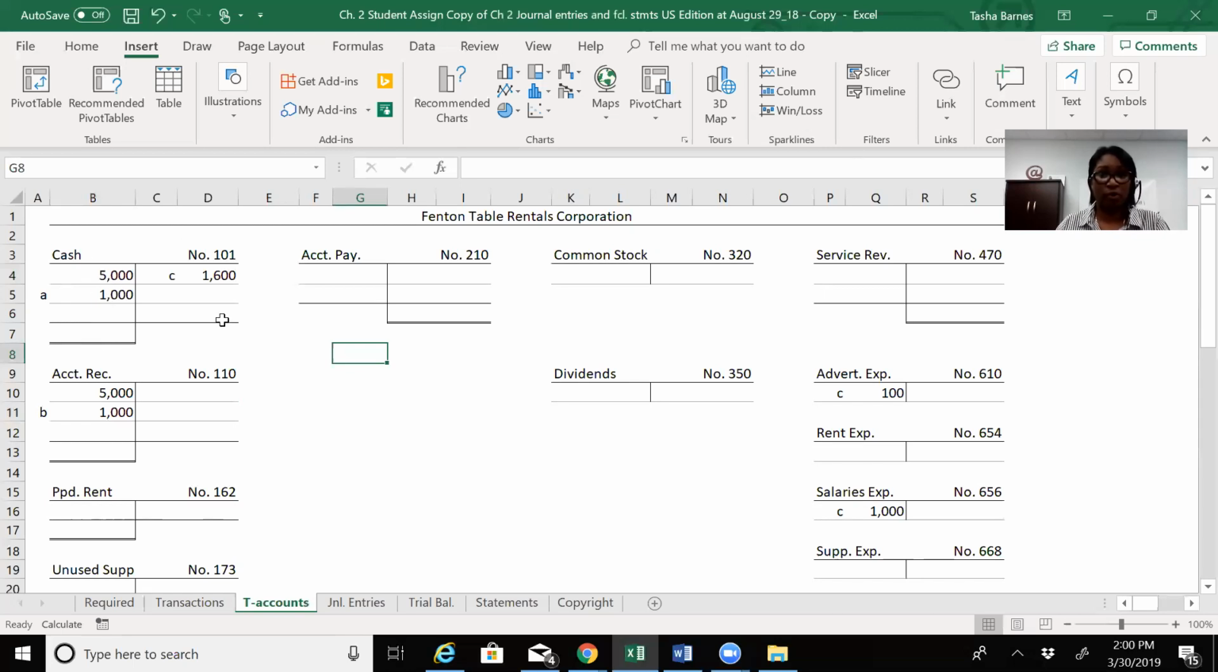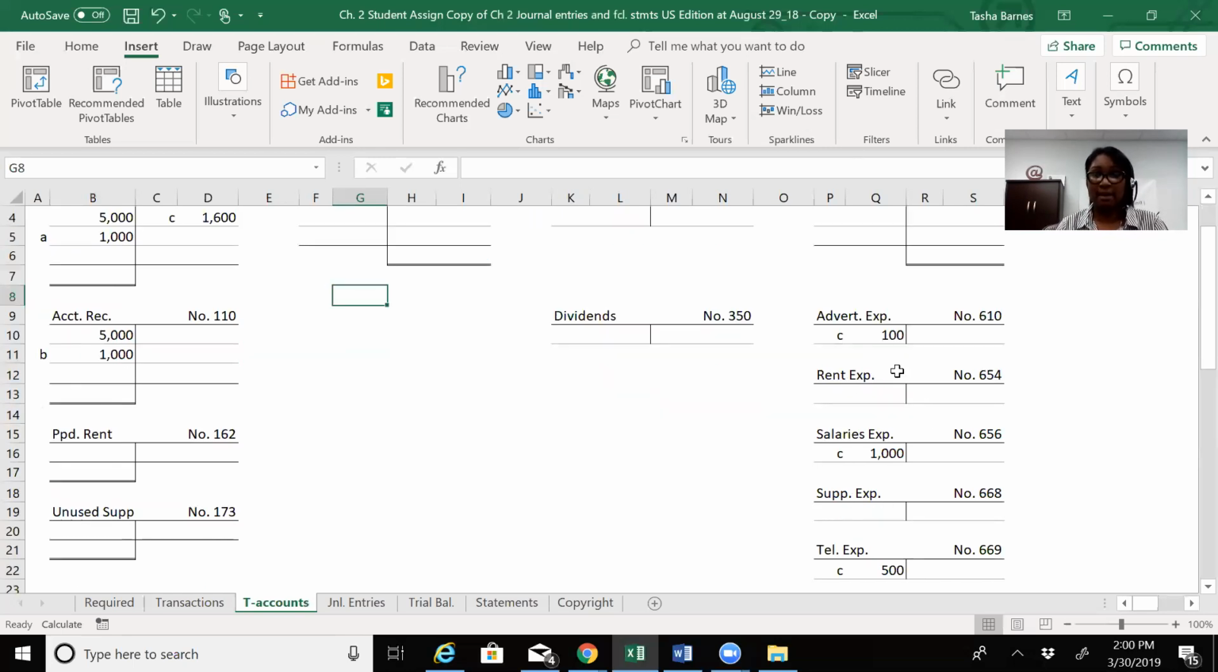When you take away or you're reducing it, you're going to credit it. So this is the debit side, this is the credit side. So we credit it for $1,600 to cover the expenses for advertising, salaries, and telephone. Okay, and if you come over here, you can look at your T account.